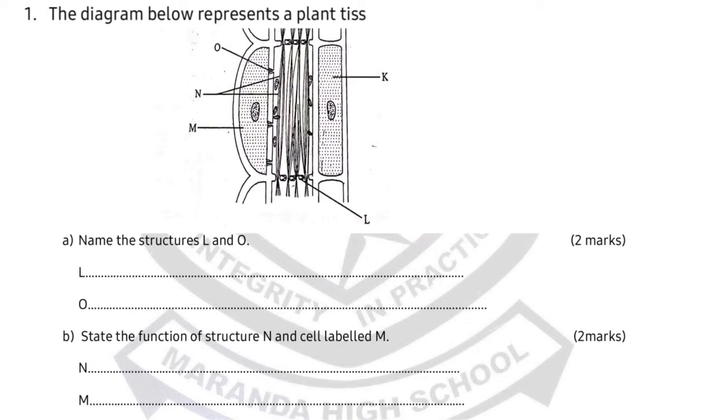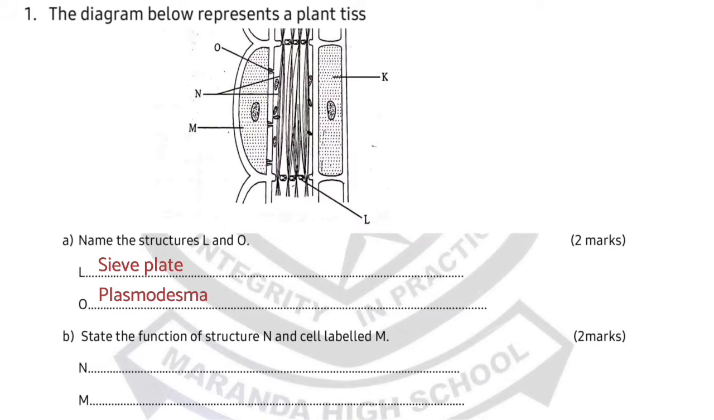Okay, part A. Name the structures L and O. Okay, let's look at L. There we have it. So that is a sieve plate. Plate because it's clearly pointing at 1. O. Okay, so there we have O. That is plasmodesma. Now I know we are used to referring to them as plasmodesmata. We tend to talk a lot about these in plural, but this is clearly pointing at 1. And the singular form for plasmodesmata is plasmodesmum.